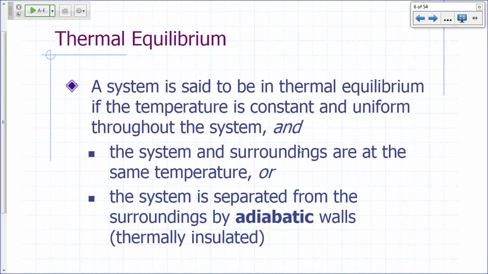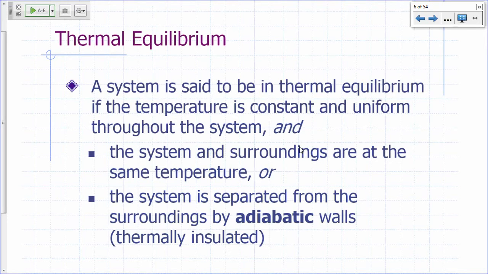We say that a system is in thermal equilibrium if its temperature is constant and uniform throughout and it's not changing. Okay? So if you're allowing energy to flow between your system and your surroundings, then your system is in thermal equilibrium with your surroundings if they are at the same temperature.